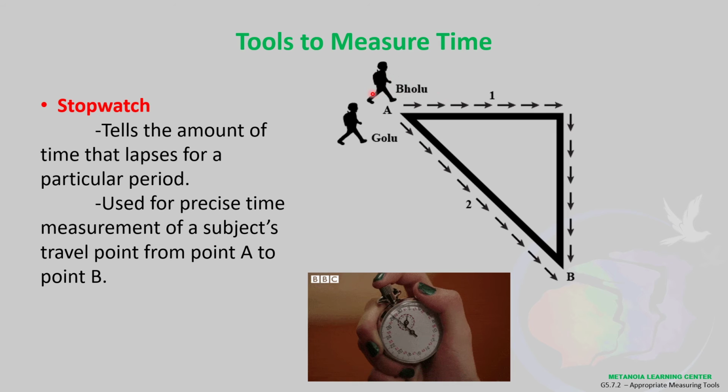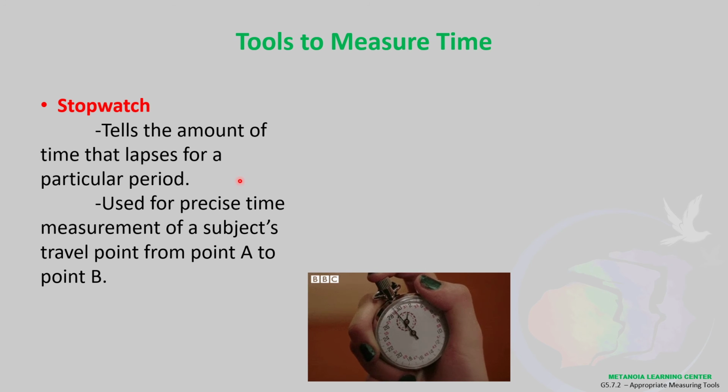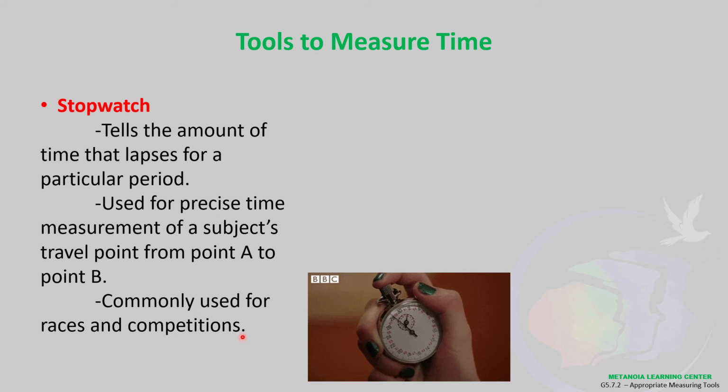Okay, so Bolu walks this path. A person will time how long it will take Bolu to reach point B from point A, and another one here, point A to point B as well. Obviously this is a shortcut compared to this one, which goes around. Anyway, we can tell the difference by minutes and by seconds as well. That's the good thing when you are using a stopwatch. It is commonly used for races and competitions.